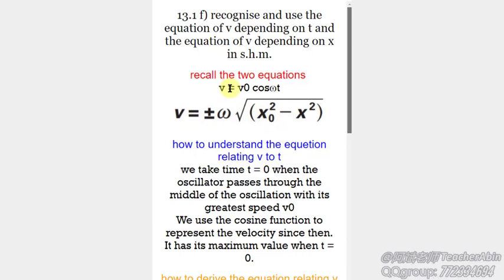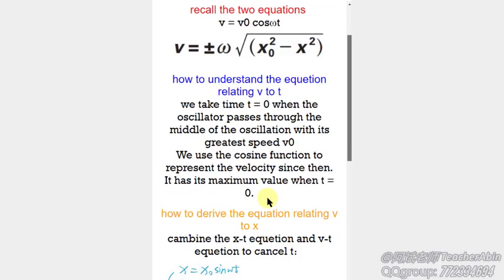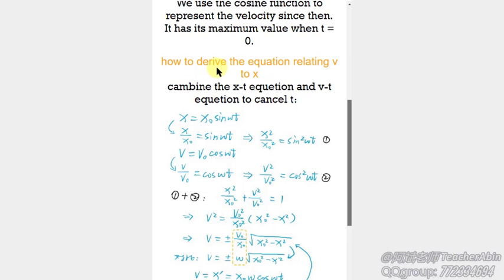And here in this equation, v sub 0 is the greatest speed of the oscillator, and it's the speed when the oscillator passes through the equilibrium position. And this moment is when we take the time t equals 0, so it's the start point of time. And we use the whole equation, which is a cosine function, to represent the velocity since then. And that's for question 2. Now let's move on to question 3.